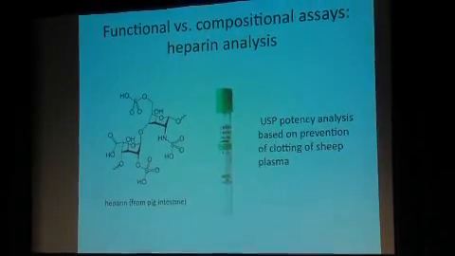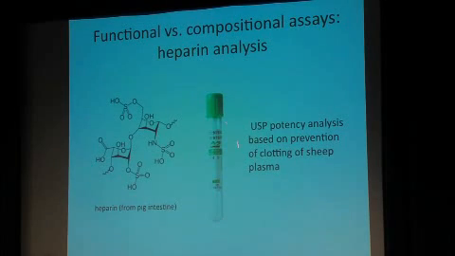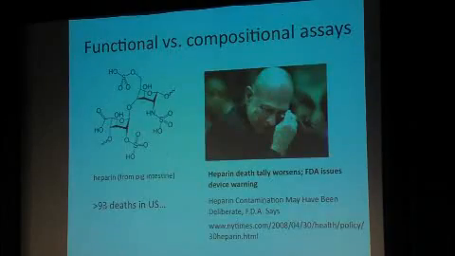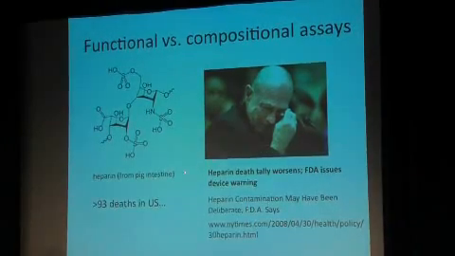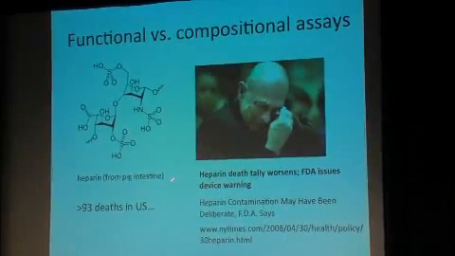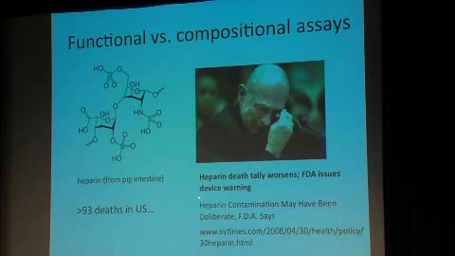I wanted to go through this little study that's done with heparin. Of course, heparin is a chemical that's used to prevent blood from clotting. And until 2008, the standard potency analysis dealt with the ability of a heparin material to prevent clotting of sheep plasma. Then in 2008, there was a problem. This gentleman here is testifying at a congressional hearing after nearly 100 US deaths due to contaminated heparin materials.